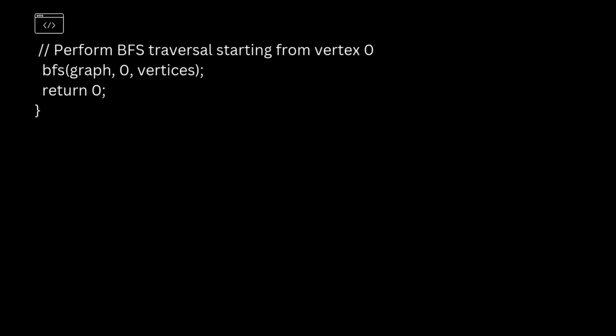BFS call. The BFS function is called to perform the BFS traversal starting from vertex 0. The graph, the start vertex 0 and the number of vertices are passed as arguments.